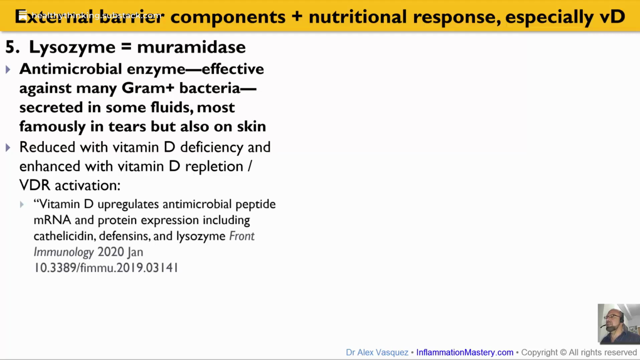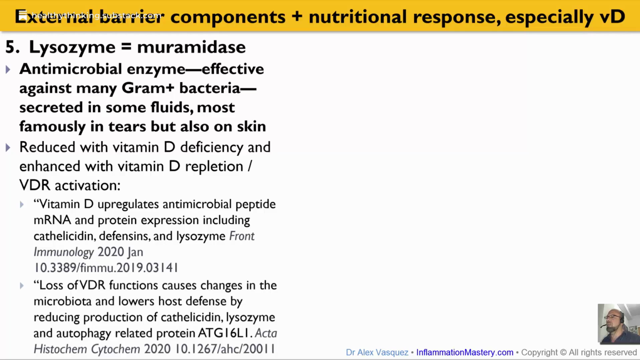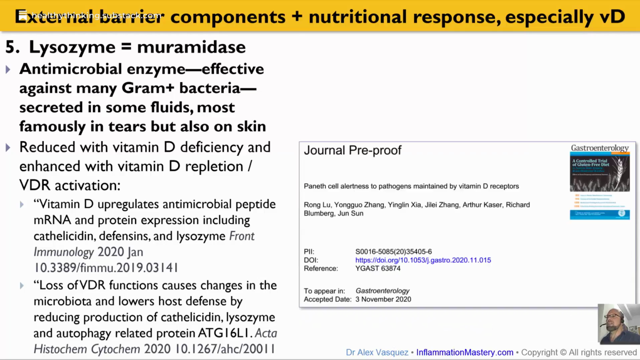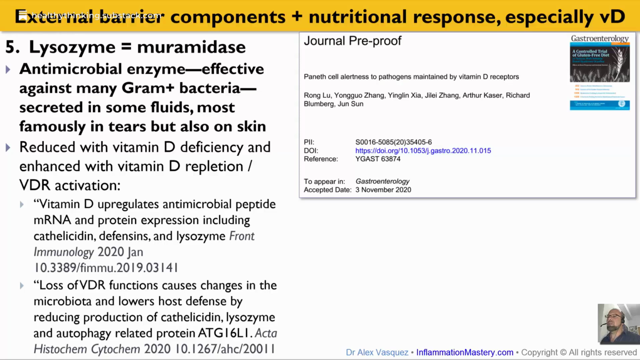From this article in Frontiers in Immunology, January 2020, vitamin D upregulates antimicrobial peptide messenger RNA and protein expression, including cathelicidin, defensin, and lysozyme. Another article, also published in 2020, stated that loss of VDR functions causes changes in the microbiota and lowers host defense by reducing production of cathelicidin, lysozyme, and autophagy-related protein ATG16L1. Let's look now at a recently published article from Gastroenterology, November 2020.